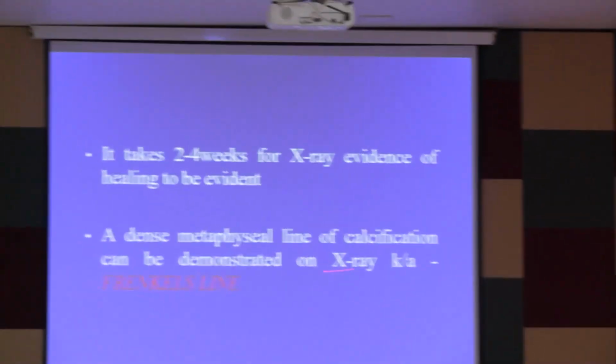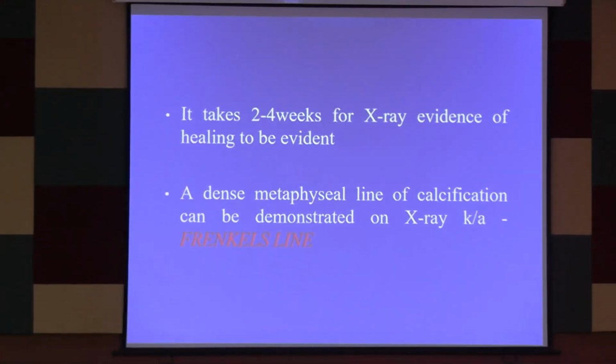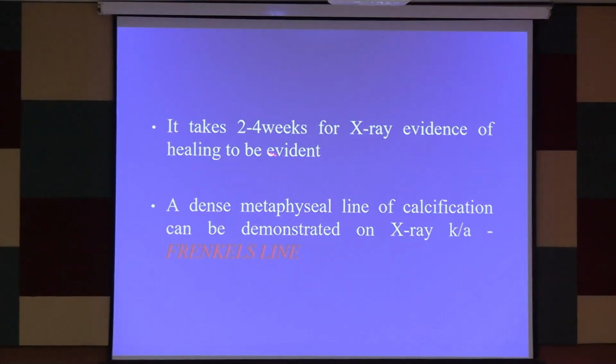So this is the dense metaphyseal line of calcification. After you start the therapy, if within 2 to 4 weeks you get this line, it is called Frankel's line. That means calcium is getting deposited in the zone of calcification, that is, mineralization is getting normal. So we get this line.